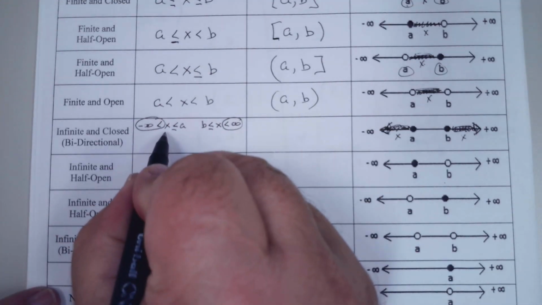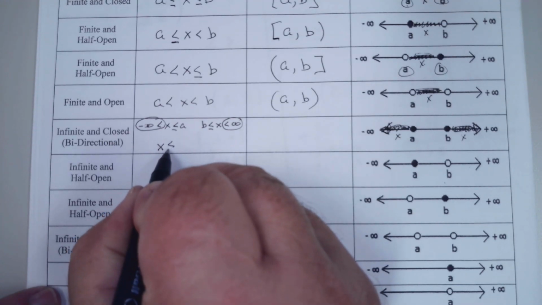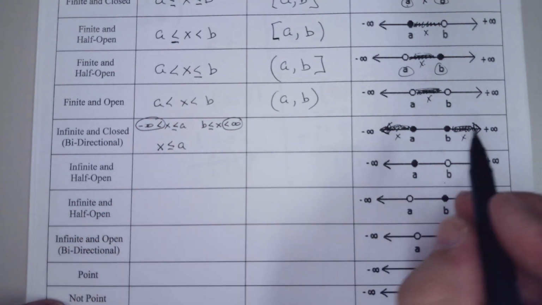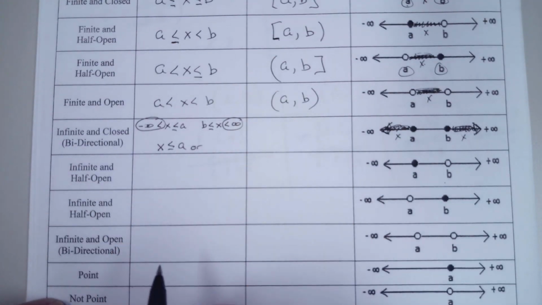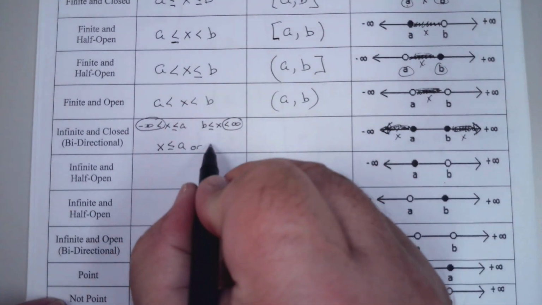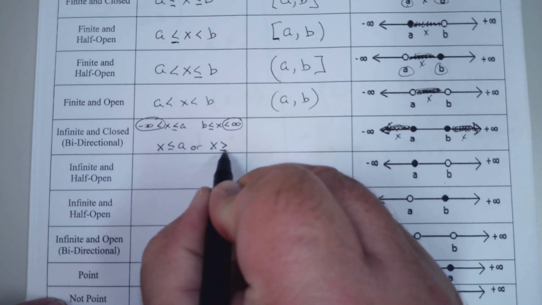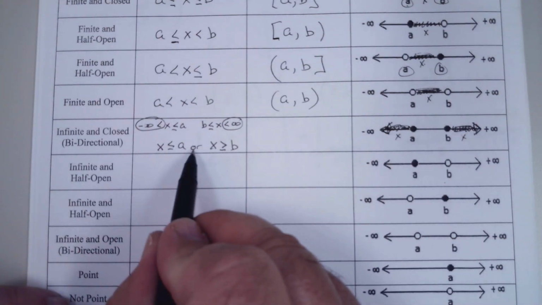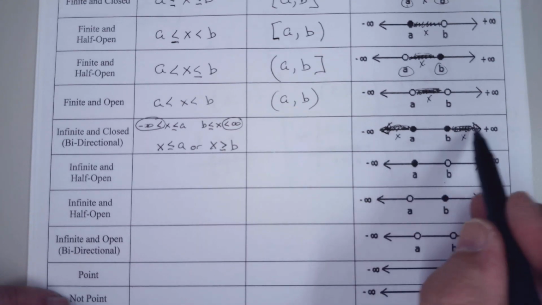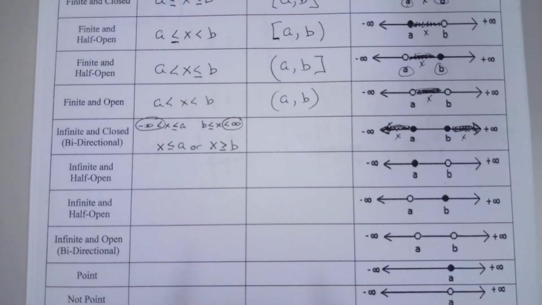So we have x is less than or equal to a, or x can be bigger than or equal to b. Whenever you go in opposite directions, you have to have an or, because the answer could be in either one of those directions.